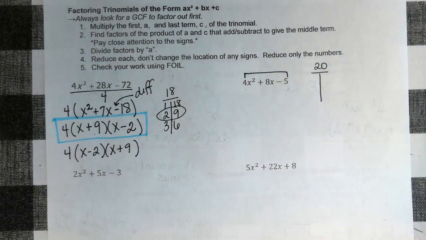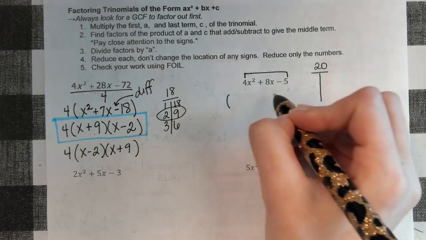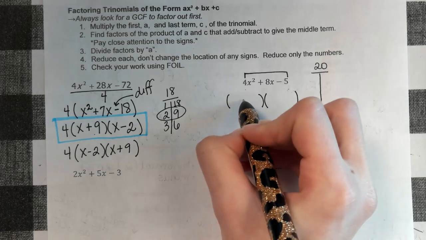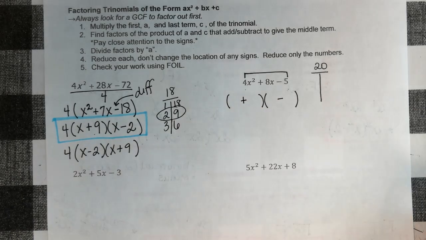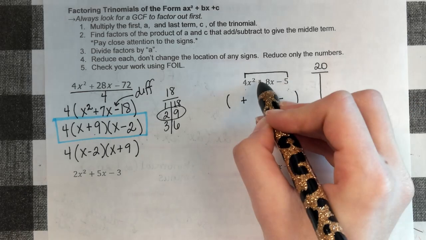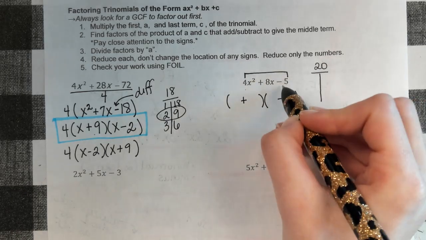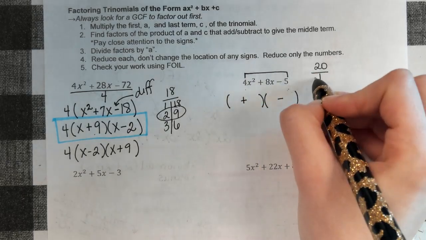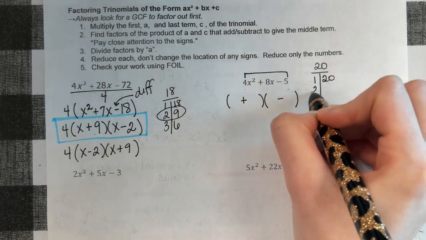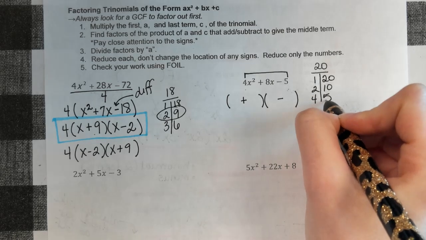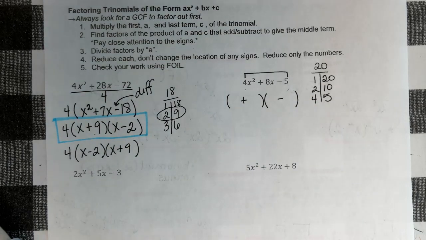Now my rules as far as the signs go stay the same. Okay? So if I know that last term is negative, what does that tell me? My signs are different. One's a plus, one's a minus. Okay? Now I still want factors to give me my middle, but now I'm taking factors of 20, not factors of 5. Okay? So when I multiply 4 times 5, I get 20. My factors of 20, 1 and 20, 2 and 10, 4 and 5.